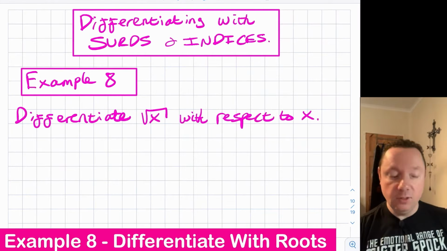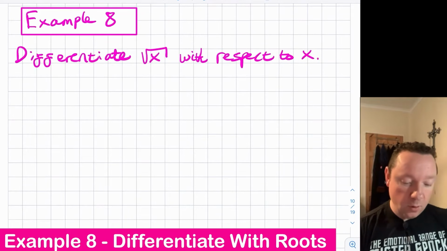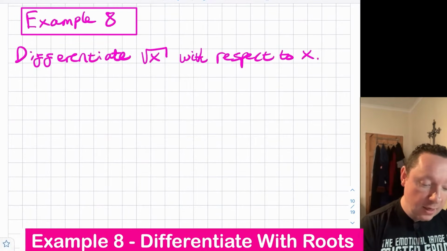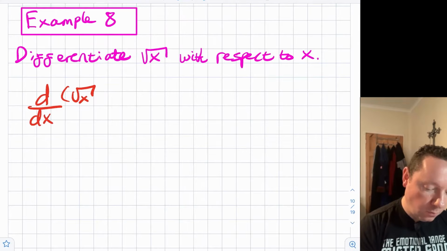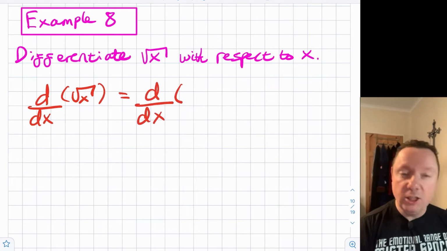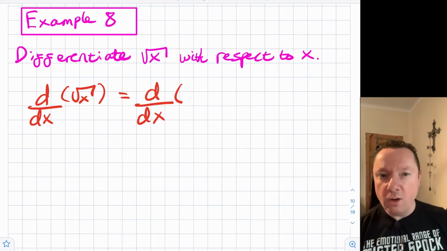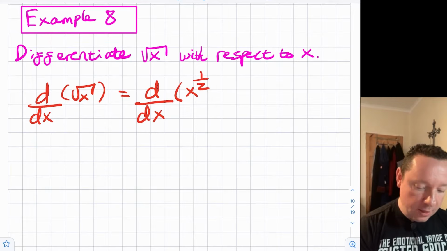Okay, differentiating with maybe surds or indices. Let's have a look at example 8. Differentiate square root of x with respect to x. So I'm wanting to do d by dx, remember our notation, of root x. Well, I can't differentiate root x, there's no power, I need a power. So the square root of x is x to the power of a half. We change it to a power, and then we can work out our answer.